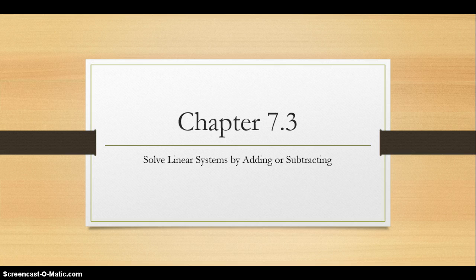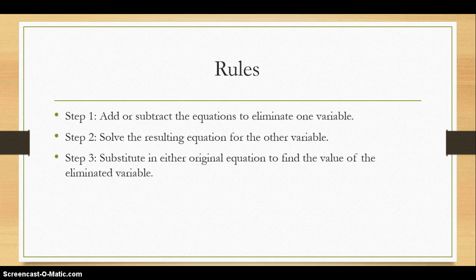What we were trying to find with graphing was that intersection point, and then you saw in substitution how we found it. Now we'll use adding or subtracting with the system of equations. So what are those steps? Remember, step one, you're going to add or subtract the equations to eliminate one variable. Step two, you're going to solve the resulting equation for the other variable. And then step three, substitute in either original equation to find the value of the eliminated variable. So add or subtract, and you'll see how to easily figure that one out. So let's take a look.